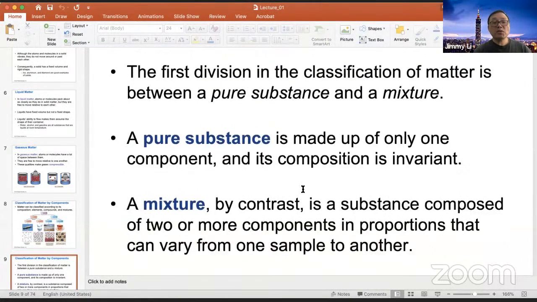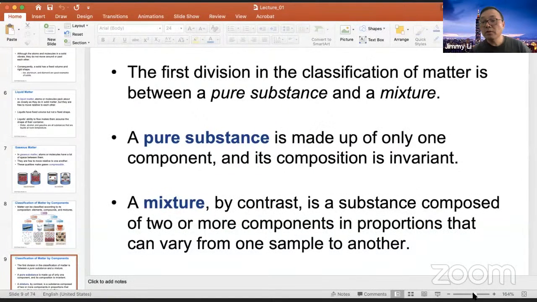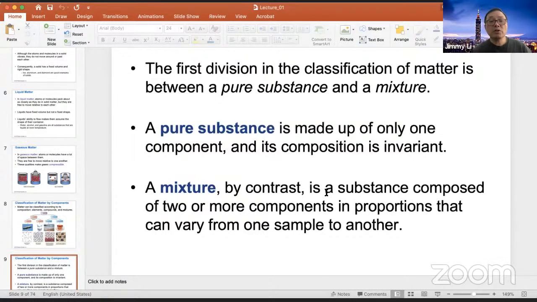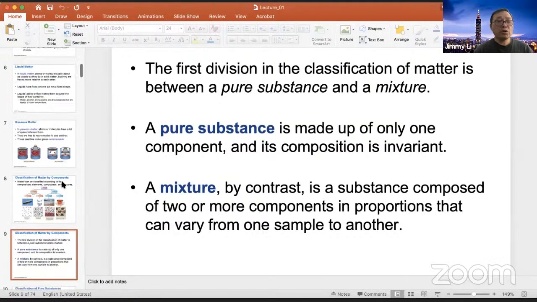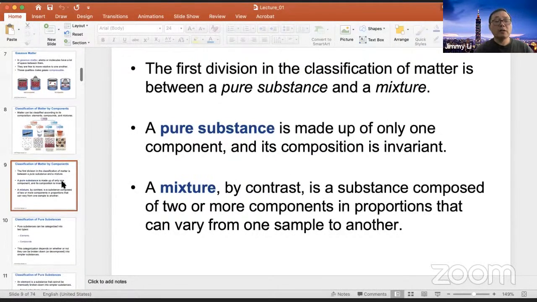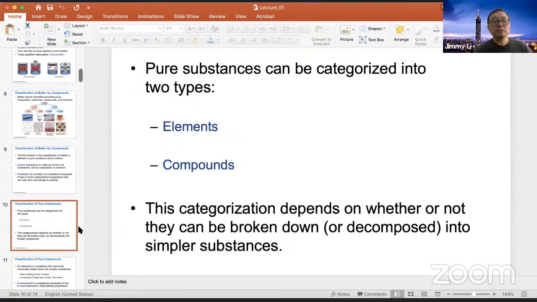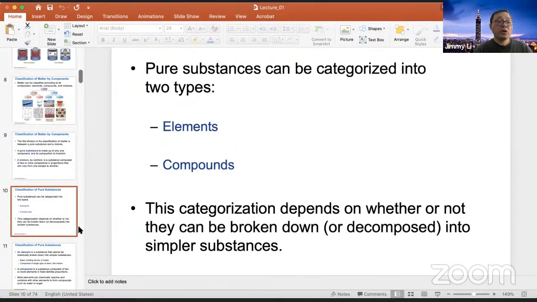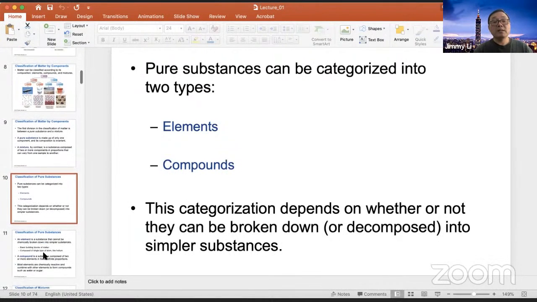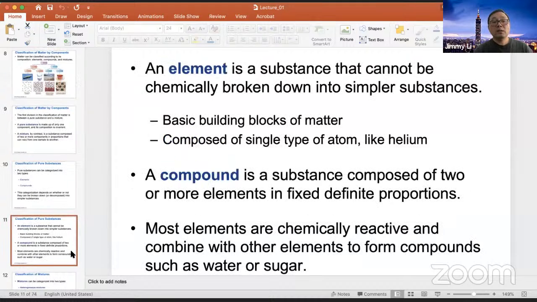So this is just a definition. Let me shrink that a little bit. Definition of pure and mixture here. You can read through that, and if there's a further discussion, bring that to my attention. For the pure substances, there are elements and compounds, and they talk about what elements and compounds are.